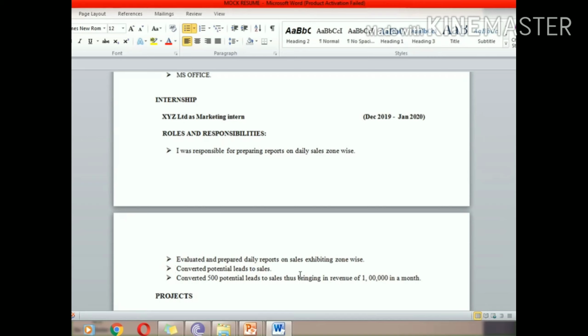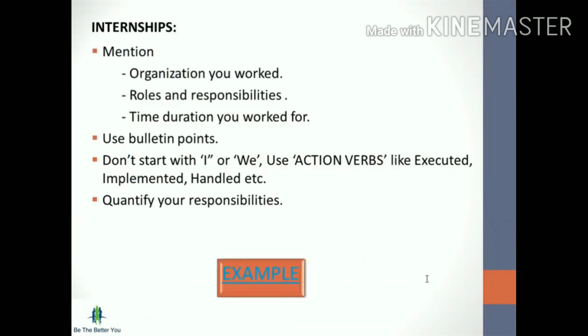Instead of writing converted potential leads to sales, I have used converted 500 potential leads to sales, thus bringing a revenue of 1 lakh in a month. So what happened here is I have shown my results or achievements in numbers. When you do the same in your resume, this will make your resume crisp and to the point, and your resume will stand out from the rest of the candidates. While applying for a job, you can customize this by exhibiting the skills that are related to the job that you're applying to, to improve your chance of getting selected for the interview.